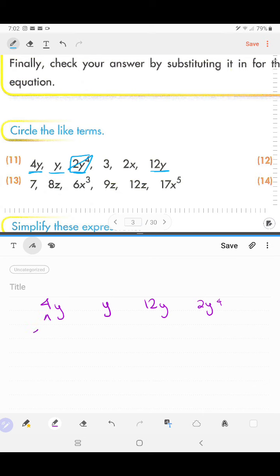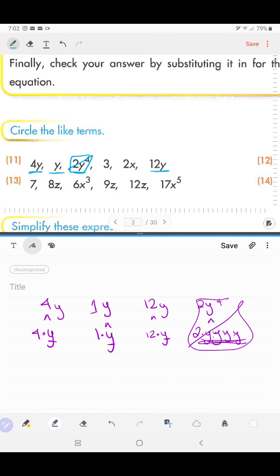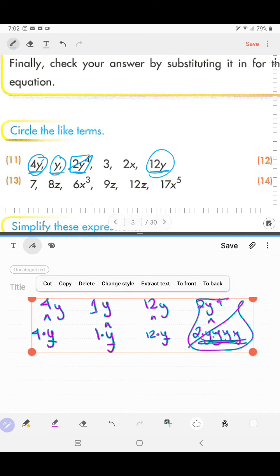this means 4 times y. This means 1 times y because there's an invisible 1 here. This means 12 times y. This means 2 times y times y times y times y, which is not the same. Everything else has just 1 y. This one has 4. So that's why this one is not the same as the other one. So this one, and this one are all the same. They are like terms.